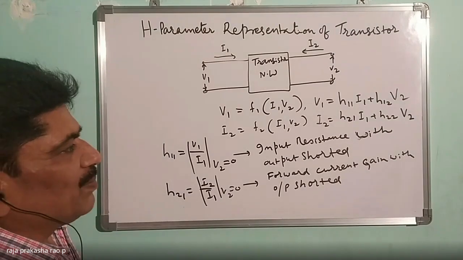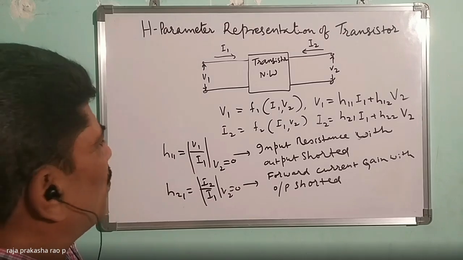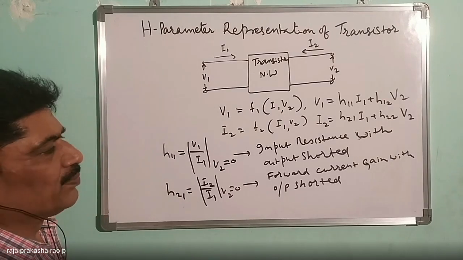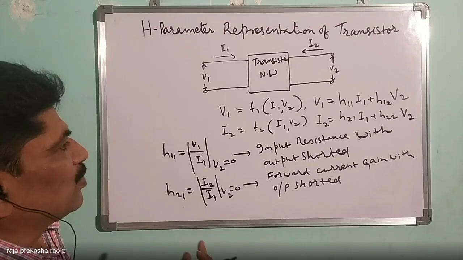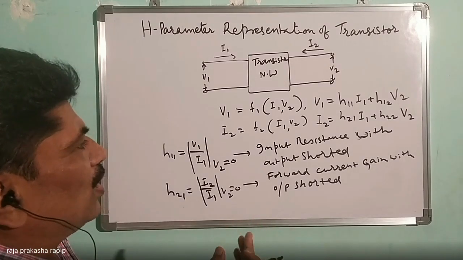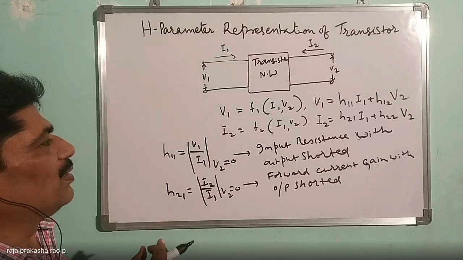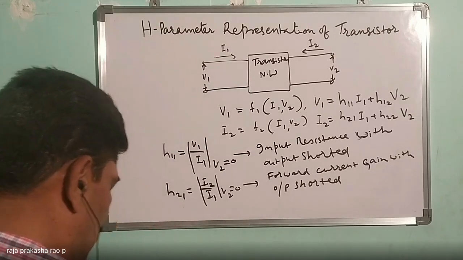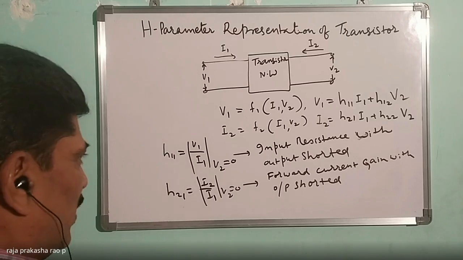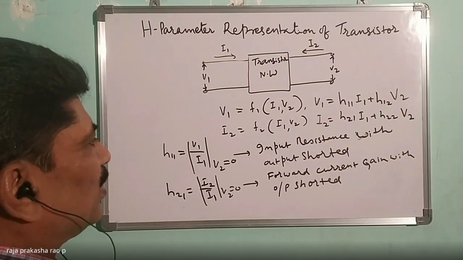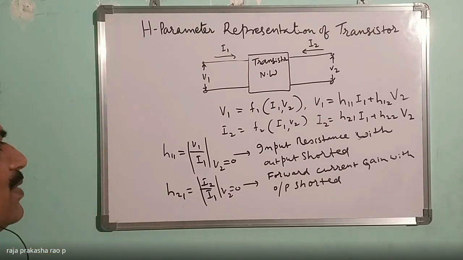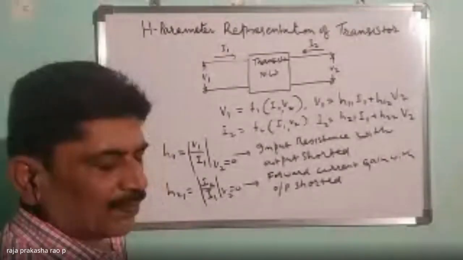Now let us find the remaining parameters, H12 and H22. How do we get those? By opening the input. When the input is open, no current will flow through the input, so I1 will become 0. Let us do that now.